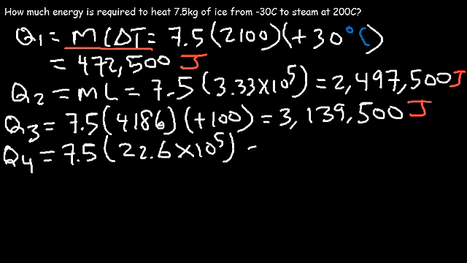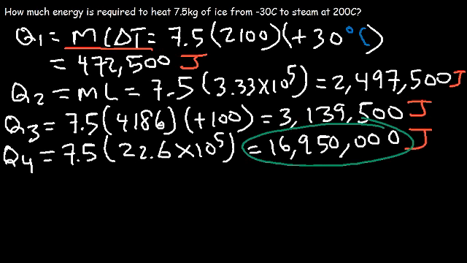And this is going to give you 16,950,000 joules. As you can see, the majority of the energy is going to vaporize liquid water. It only takes a small amount of energy to heat up ice, but it takes a huge amount of energy to vaporize liquid water into steam.